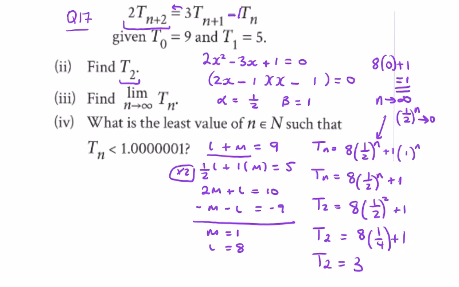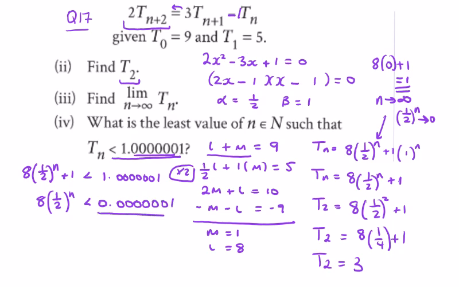And then the least value of n such that Tn is less than this number, a 1 with how many zeros? 1, 2, 3, 4, 5, 6 zeros. So 8 times 1 over 2 to the power of n, plus 1, would have to be less than 1.123456. So bringing the 1 across, and actually divide by 8 at the same time, so I'm going to bring the 1 across. I'll leave the 8 there for now.